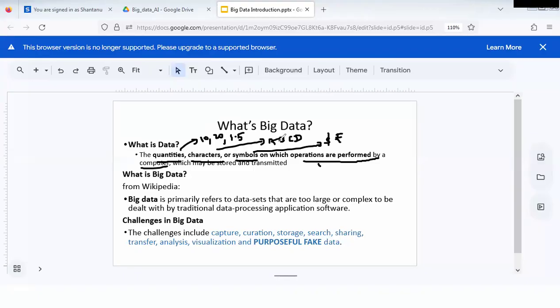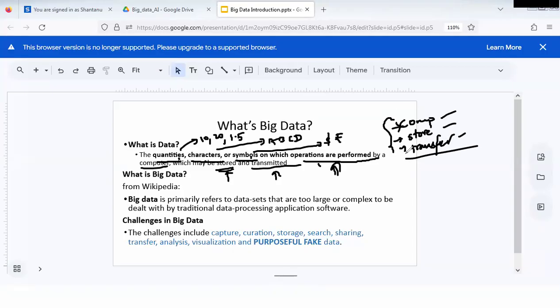But then, any quantities, any characters, symbols? No, they must be in a way that a computer can perform operations on them, and they can be stored and they can be transmitted. So your quantities, characters, and symbols should have three properties. It should be processed by a computer. Then a computer can process it, computer can store it, and can transfer it. So understand that computation, storage, and transfer, these are the three major aspects when we are talking about data.